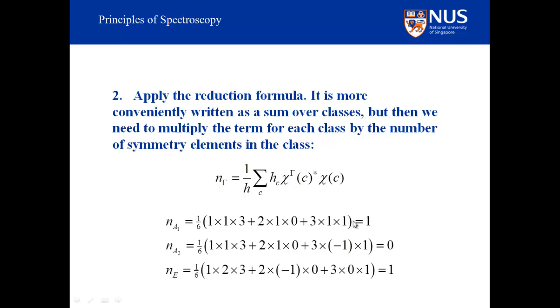Overall, this sums to 1. So there is one linear combination of delta 1, delta 2 and delta 3 with A1 symmetry. Similar analysis can be done for the other irreducible representations. This reveals that no linear combination exists with A2 symmetry, but one linear combination exists with E symmetry.